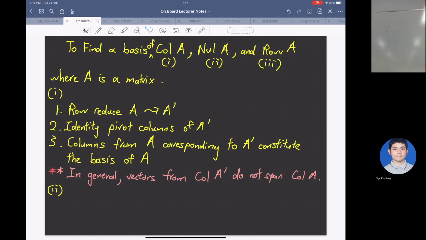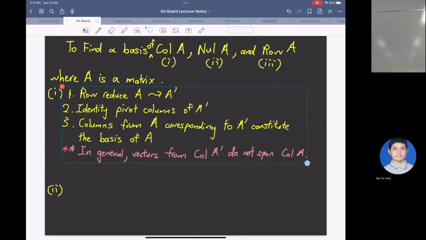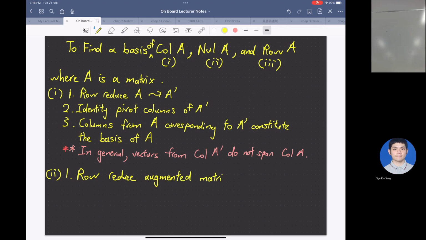Okay, how to find null A? Similarly, you row reduce again. This time you row reduce your augmented matrix, just that you add an extra 0 column at the back. Then you want to see the solutions, because null A is the solution set of the homogeneous system. When you row reduce it, you write your solution in parametric vector form.